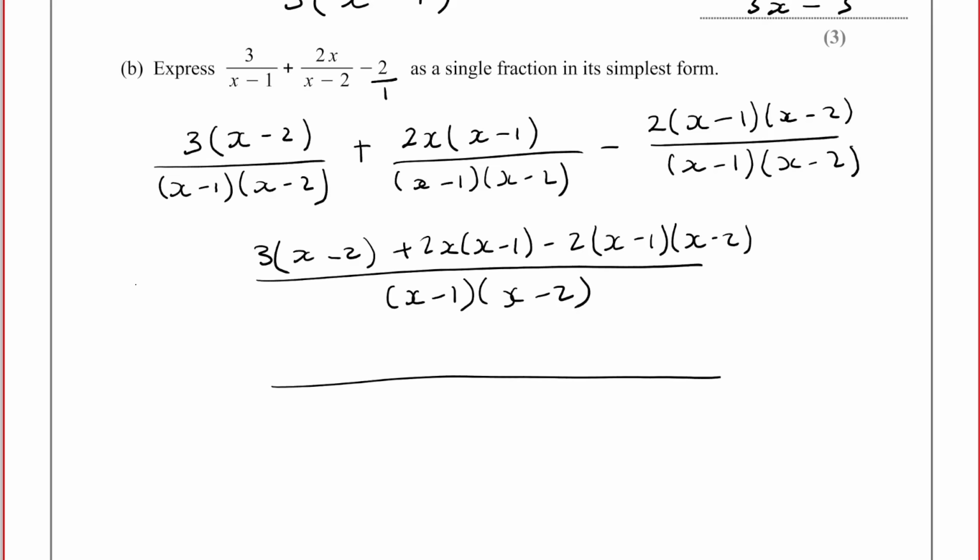So we're going to have 3 times x is 3x. 3 times negative 2 is negative 6. 2x times x is 2x squared. 2x times negative 1 is minus 2x. I'm going to keep the negative 2 here, and I'm going to expand the double brackets. So x times x is x squared. x times negative 2 is negative 2x. Negative 1 times x is negative x. And negative 1 times negative 2 is a positive 2.